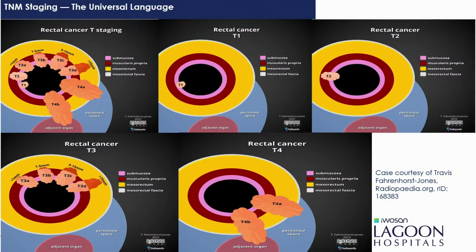So when we say a tumor is T1, we're saying that it's just in the submucosal layer. That's the very first layer of the rectum. If we're saying that tumor is T2, it's gone into something called the muscularis propria. If we're saying it's T3, it's gone into the mesorectum. T4 tumors are tumors that have invaded the mesorectal fascia. So the next slide, please.